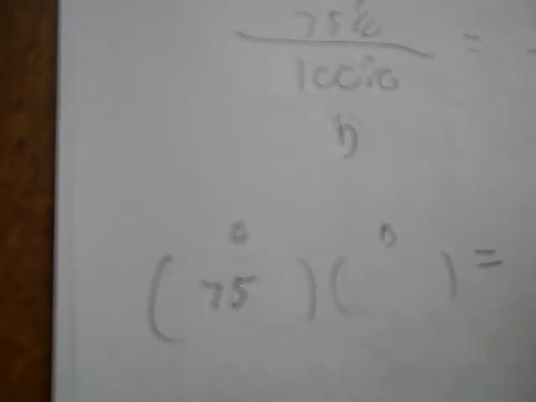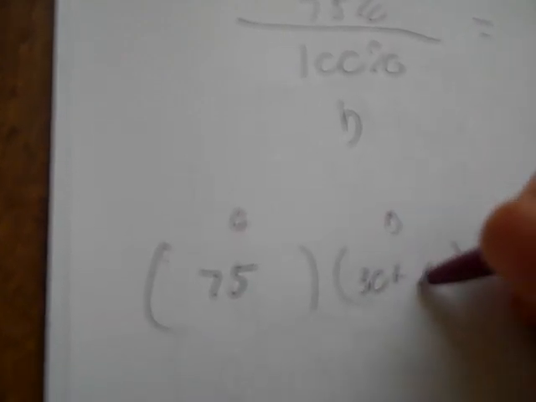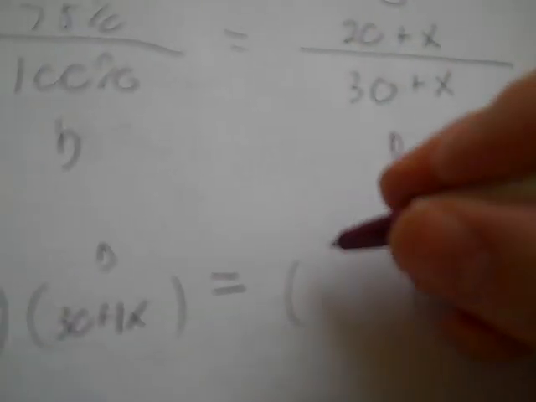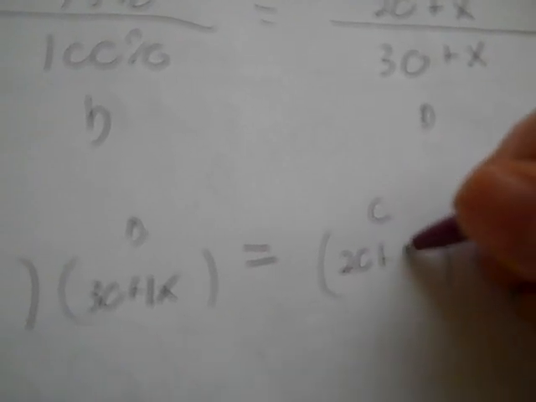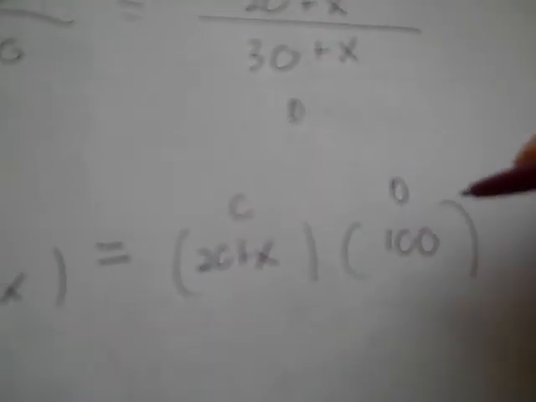So then A, B, C, and D equals, double your parentheses on each side. So A times B, and then C times D. A is 75, and B is going to be 30 plus x. I'm going to put a 1 in front. C is 20 plus x, and D is 100.